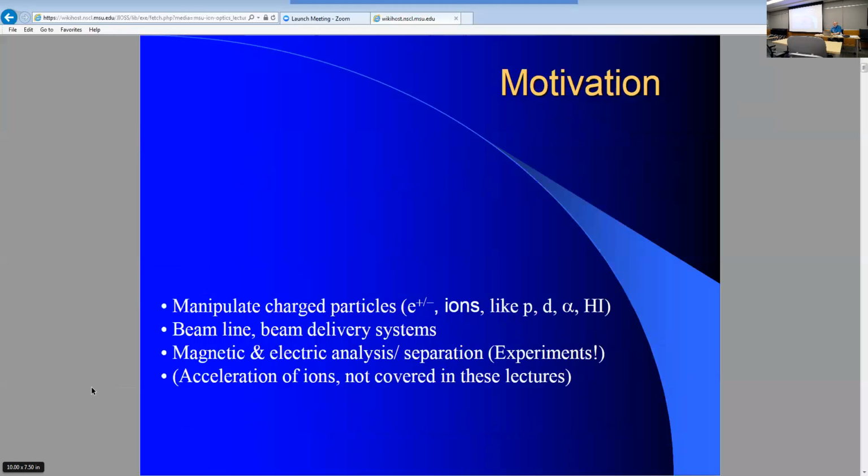The motivation, or the field of ion optics, is the manipulation of charged particles. So like electrons, ions, like protons, neutrons, alphas, heavy ions, anything that has a charge. So we are not dealing with the optics of photons or neutrons or other particles that have no charge. The field will be beamlines or beam delivery systems, or magnetic and electric analysis systems, separation for experiments. We will not talk about acceleration of ions.